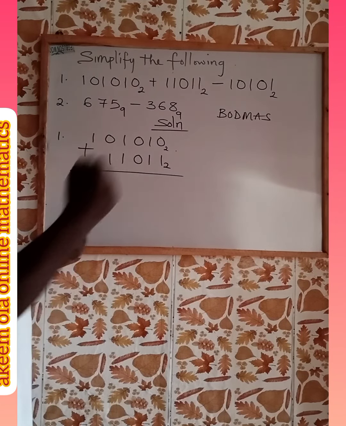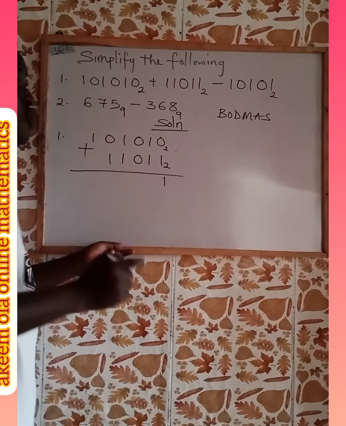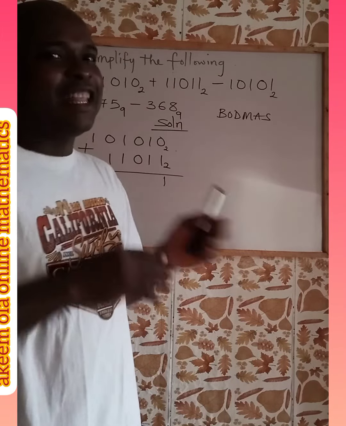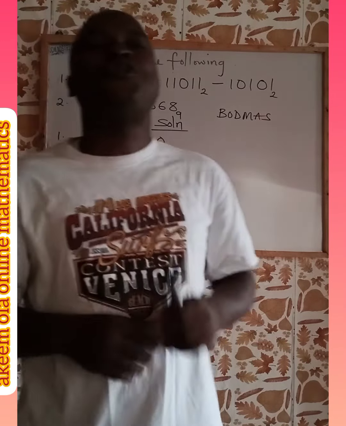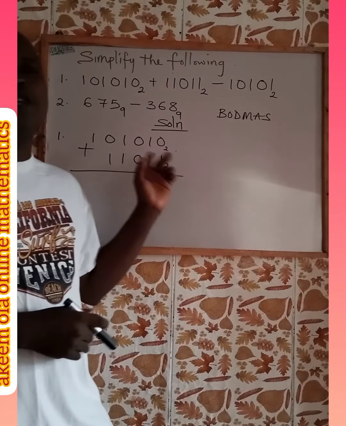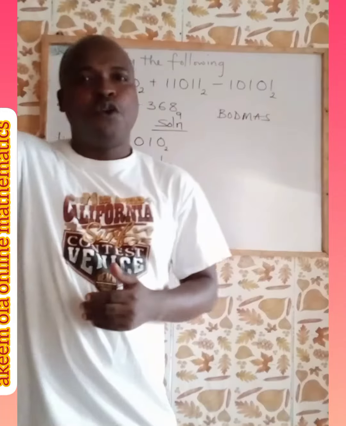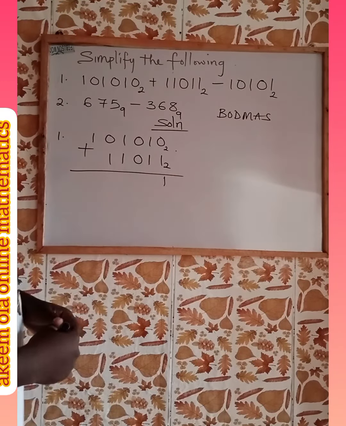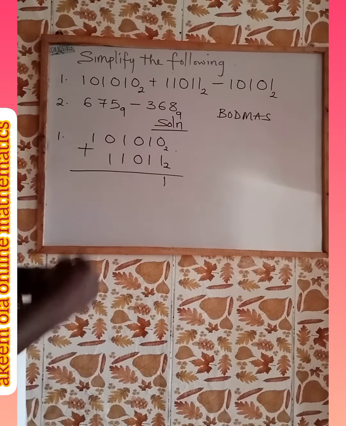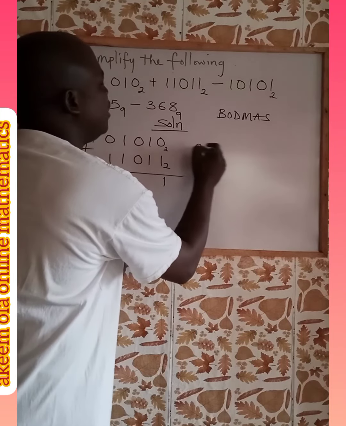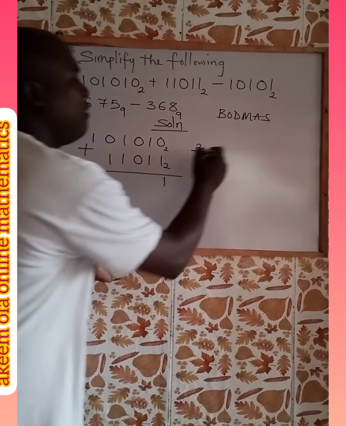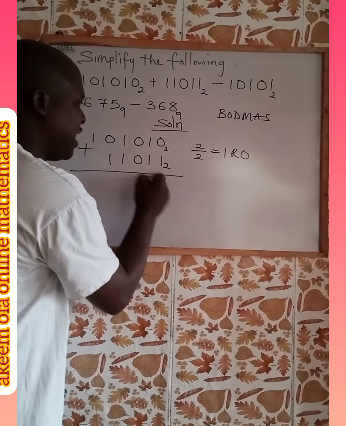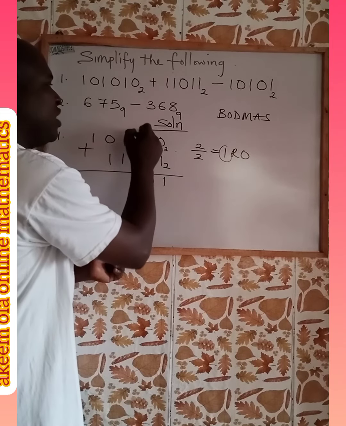0 plus 1 is 1. Note, you must only have 0 and 1 as numbers less than 2, because we are dealing with base 2, so 2 and above must not be there. So we have 0 plus 1, that gives 1. 1 plus 1 will give us 2. So in my rough sheet, I'm going to write 2 divided by 2. I have 1, and that gives 0. You can always put the remainder there, then carry the 1 to the other side.